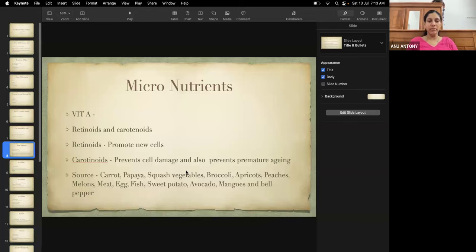Then fish. Coming to the fish part, you have to choose smaller fish. Don't go for big fish such as tuna. Tuna is also needed for health, but more consumption of tuna can cause acne. Sweet potato, avocado, mangoes and bell pepper. Sweet potato is again a good source of vitamin A and carbohydrates, and avocados and mangoes as well.